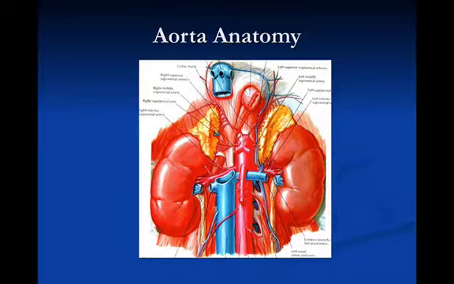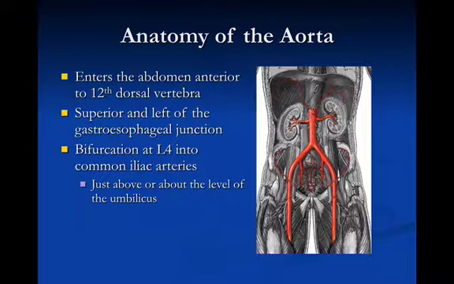And now let's talk about the aortic anatomy a little bit more. We know that it lies to the left of the inferior vena cava, and it enters the abdomen anterior to the 12th dorsal vertebrae. It is superior and to the left of the gastroesophageal junction. It bifurcates at L4 into the common iliac arteries, which is just above or about the level of the umbilicus.